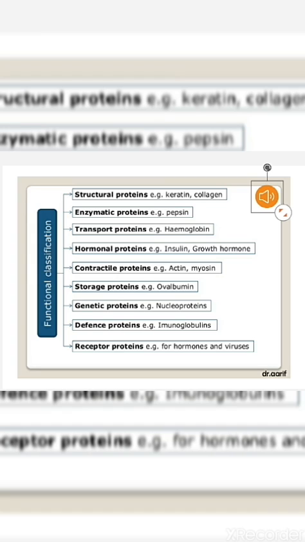This is the functional classification of protein. What are the functions of protein? Some proteins are structural, some are enzymatic proteins, meaning working as a biocatalyst. Genetic proteins are used to transfer the hereditary character. Some are transporting proteins, some are storing proteins. So in this slide, a number of classes of protein are there with examples. Please go through it.